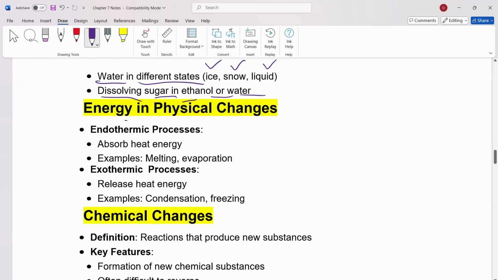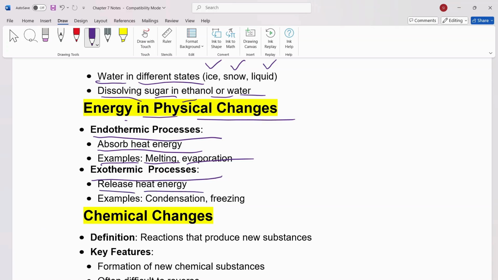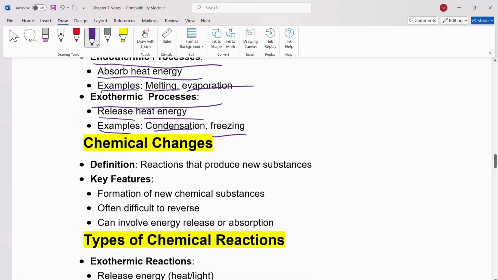Now let's talk about energy in physical changes. Here we have endothermic processes. They absorb heat energy. Examples are melting and evaporation. Exothermic processes here release heat energy and examples are condensation and freezing.